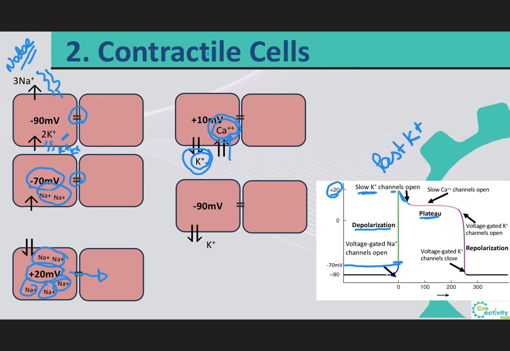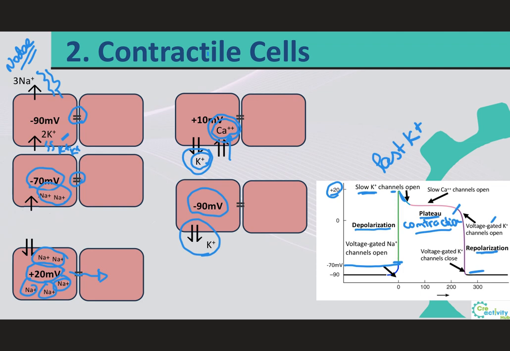But calcium channels actually close very quickly, and the potassium channels remain open. So the potassium will continue to come out, making the inside of the cell less positive. And it will do this until it reaches, again, minus 90 millivolts. And this phase is what we call the repolarization phase. Therefore, it's important to highlight that during the plateau period, since we have the presence of calcium, this will be the phase where the muscle is contracting.